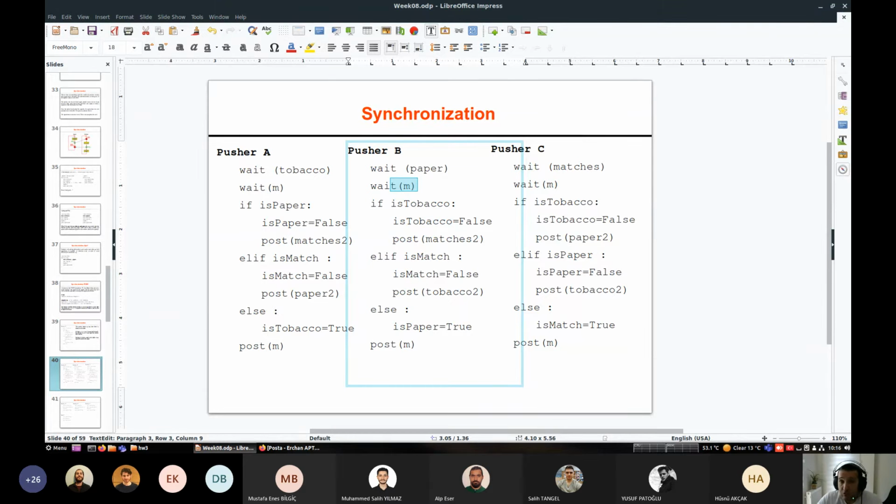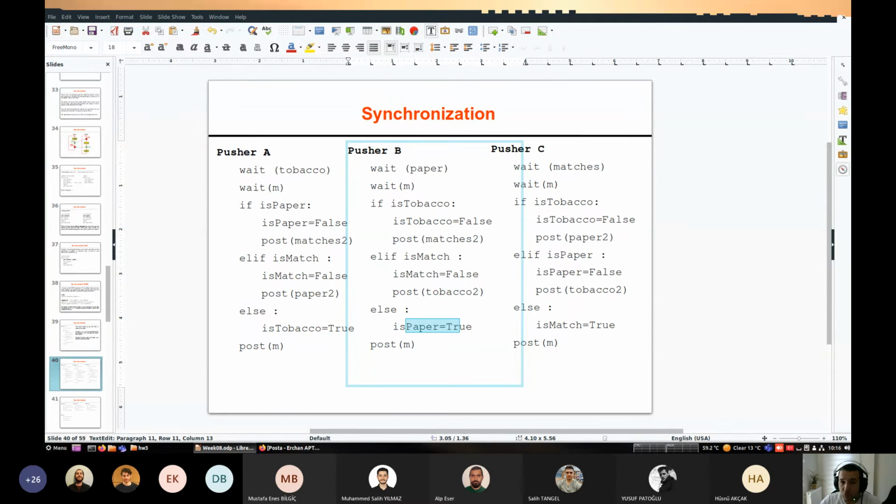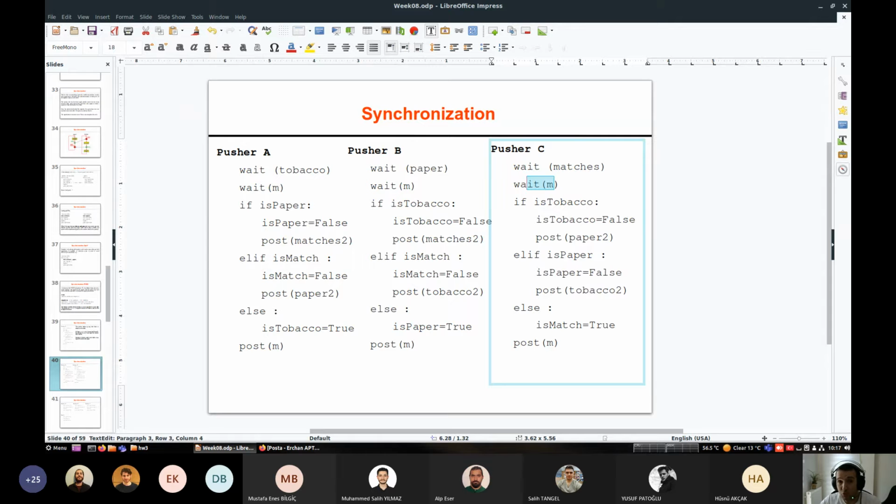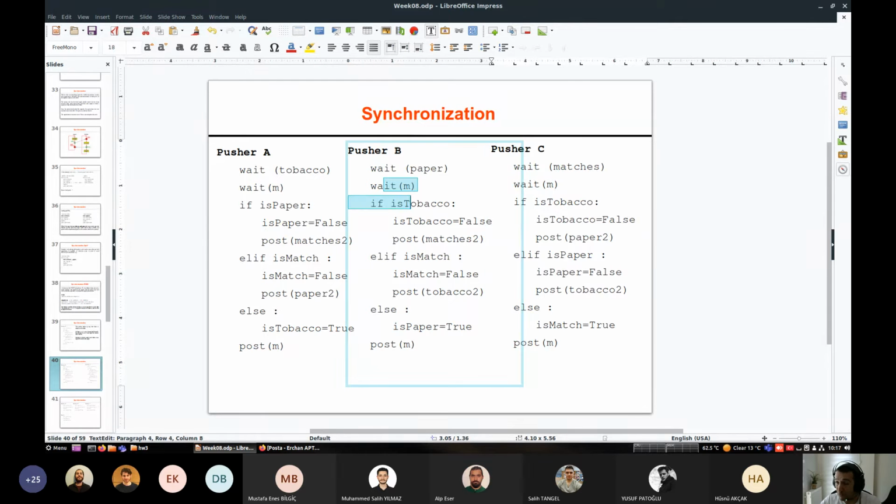Why should it be true? They are all false. Is match true? No, it's not true. Why should it be true? They are all initialized to false. So that means else it will set is paper to true. Okay, now is paper is true. It will let the lock go since it was modifying the variables. And that's it. Now pusher C will get a chance to execute, which was also waiting for matches, but it was stuck at wait M because pusher B got to execute it first.